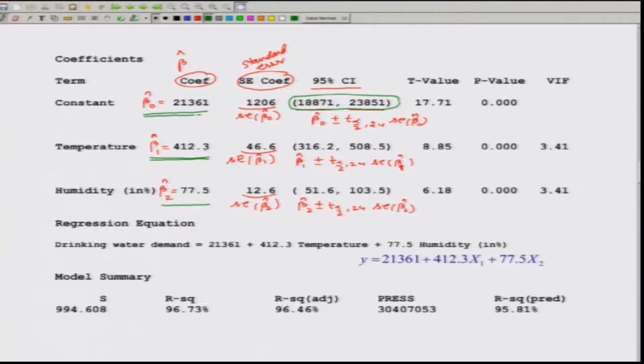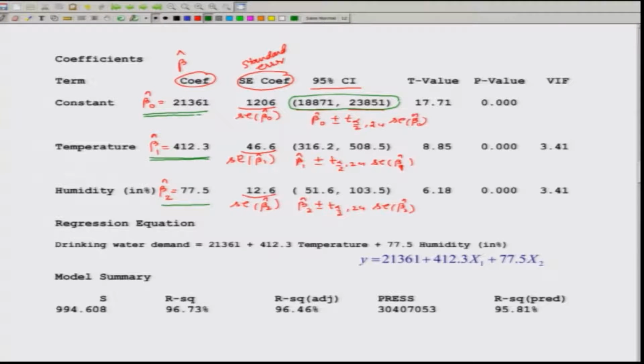That means once the temperature changes by 1 degree centigrade, then the demand of water on an average increases by 412.3 thousand kiloliter. The question is why I am saying it is increasing, because one can see here that the sign of beta 1 hat is positive. In case this sign would have been negative, then I would say that the demand would decrease by 412.3 thousand kiloliter when the temperature changes by 1 degree.